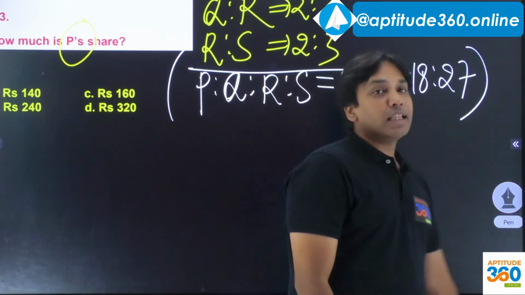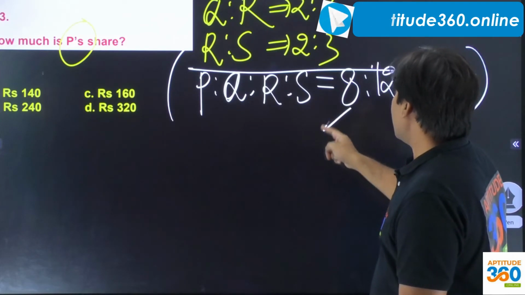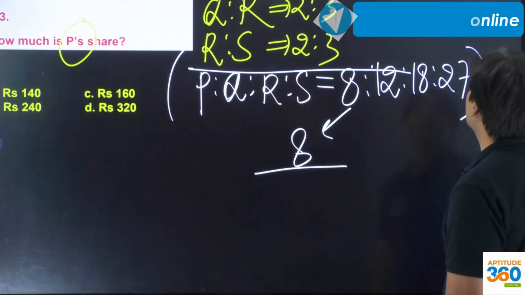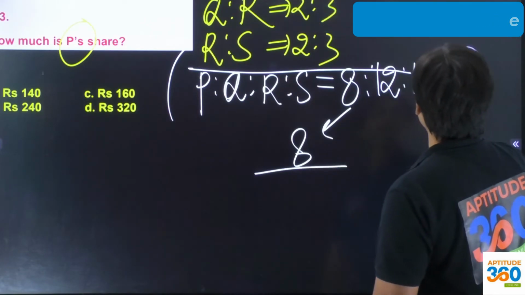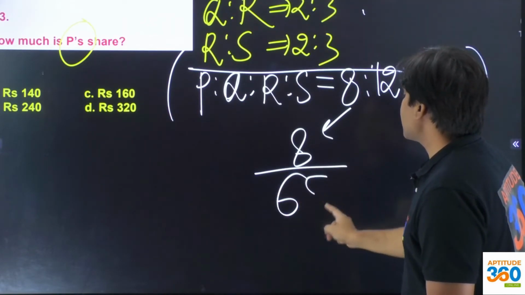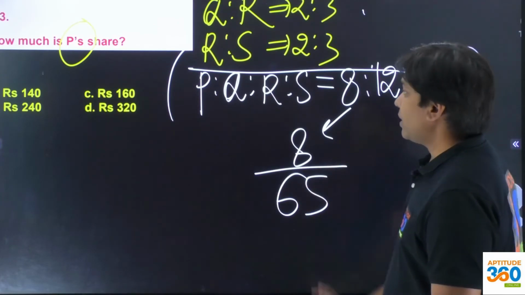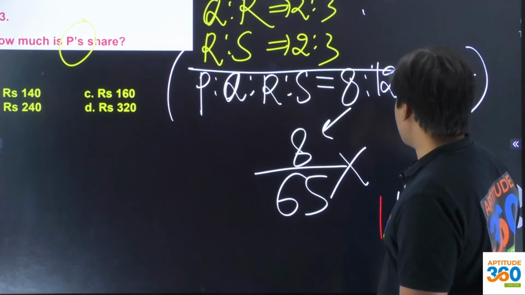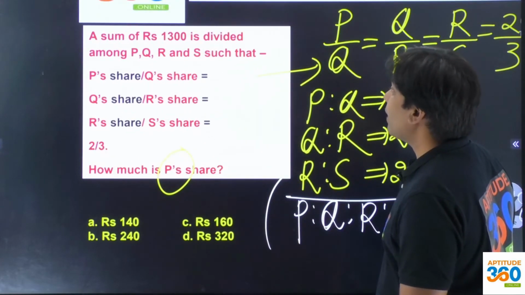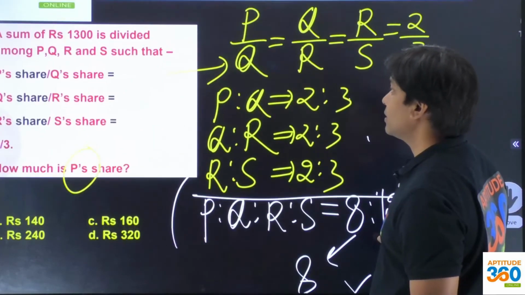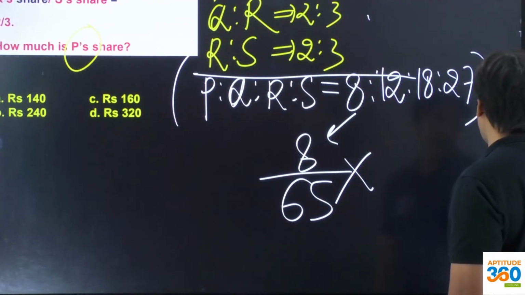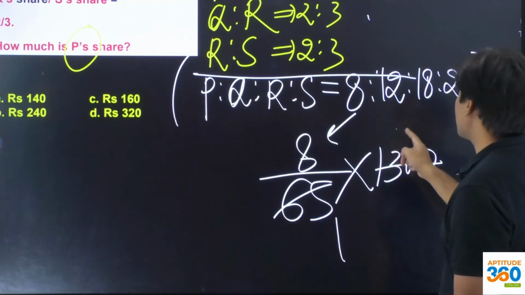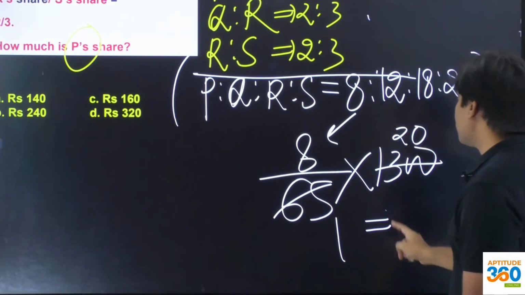To find P, you know, 8 divided by total. What is the total? This is 8 plus 12 plus 18 plus 27, which is 65. 8 upon 65 of the total. And how much is the total here? The total value is given to you as 1300. So multiply 1300 here. So 1300 divided by 65 is 20, and 8 into 20 comes out as 160.